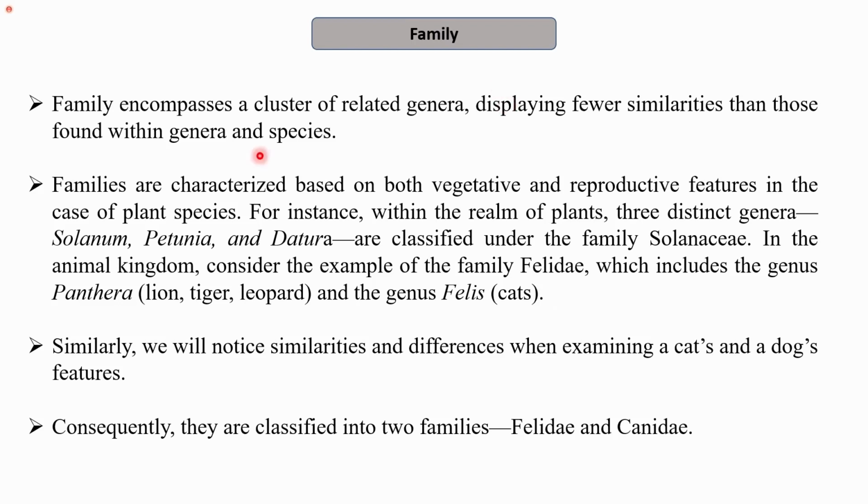Families are characterized based on both vegetative and reproductive features in the case of plant species. For instance, within the realm of plants, three distinct genera like Solanum, Petunia, and Datura are classified under the family Solanaceae. So Solanaceae is the broader term, and under that we have Solanum, Petunia, and Datura. Within Solanum, potato and brinjal come under the species level, where there is the difference.